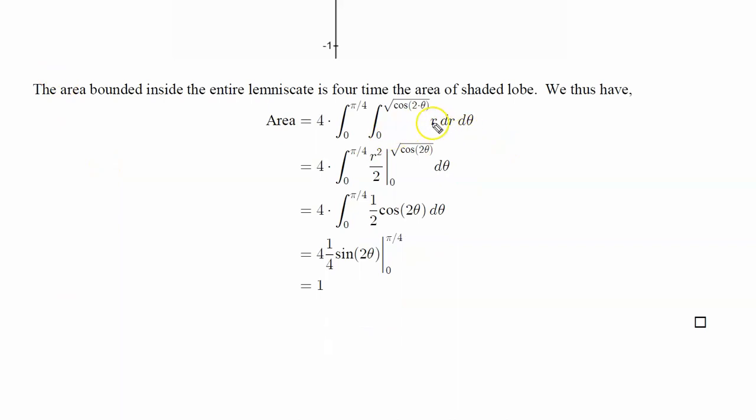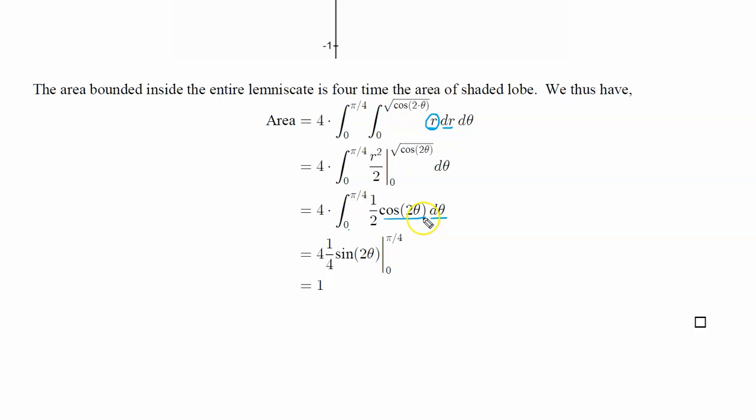And so evaluating this, we integrate with respect to r first. The antiderivative of r is just r squared over 2, evaluated from 0 to the square root of cosine 2 theta. So we put this in for r, 0 in for r, and subtract. That's nice because we're taking the square of the square root, so the square root disappears, and we end up with 1/2 cosine 2 theta. Integrate that with respect to theta from 0 to pi over 4.